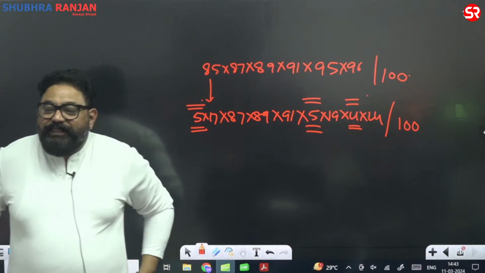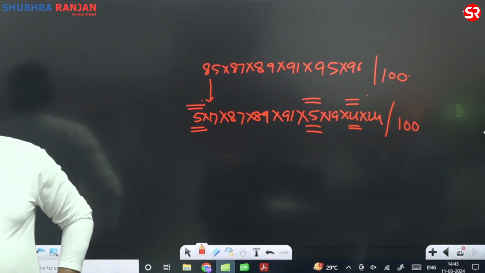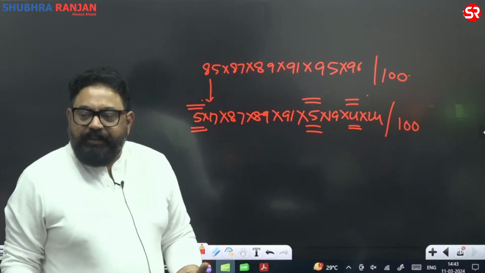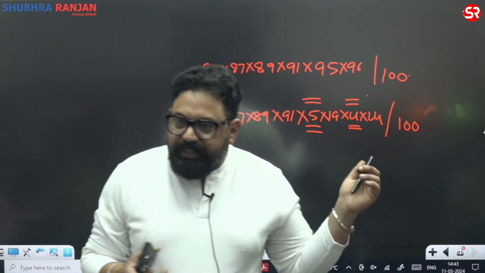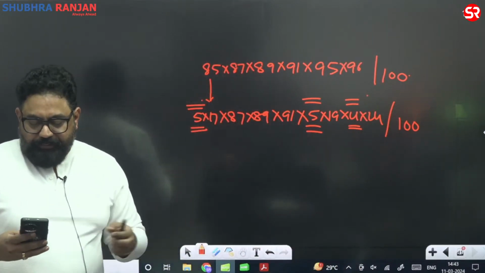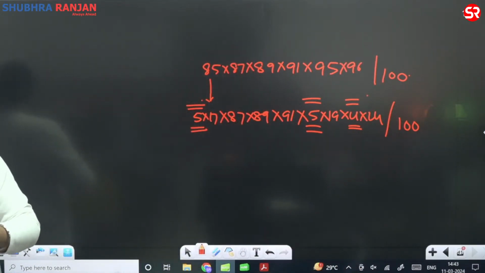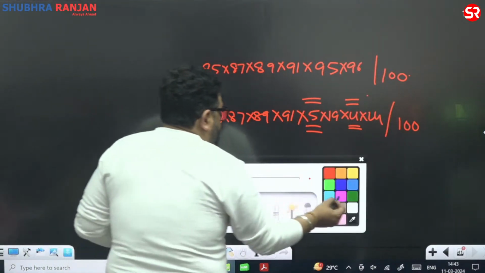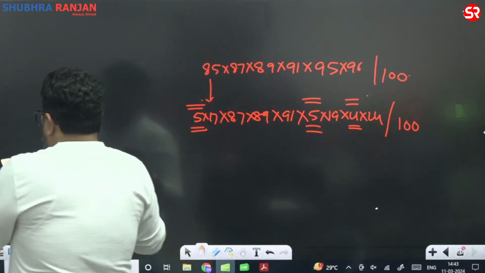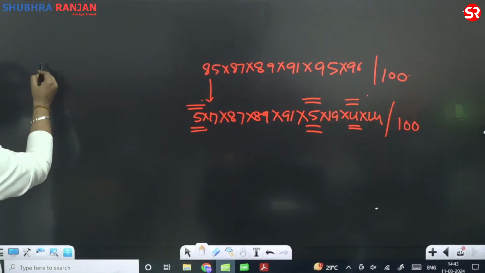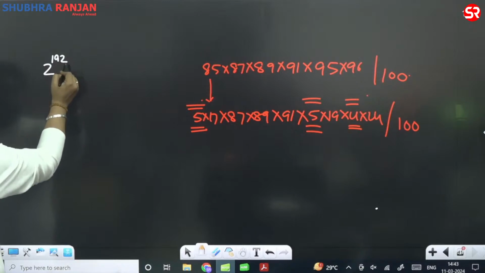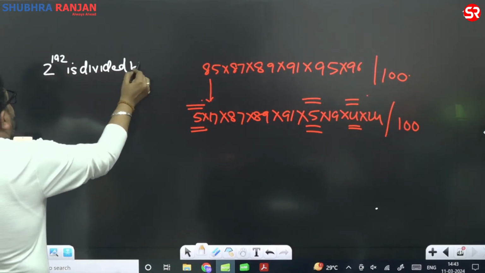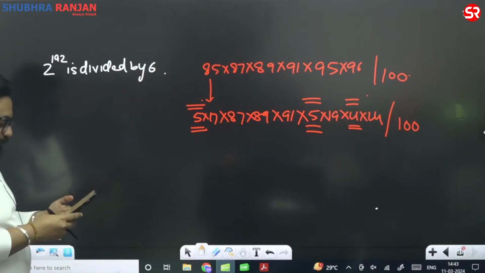And people left these questions. Let's do one more. I am telling you about last year, 2023, people said it's a very tough paper. See, this question came in last year's paper. Let's see one more, and then you know, easy toffee for all of you. What is the remainder when 2 to the power 192 is divided by 6?